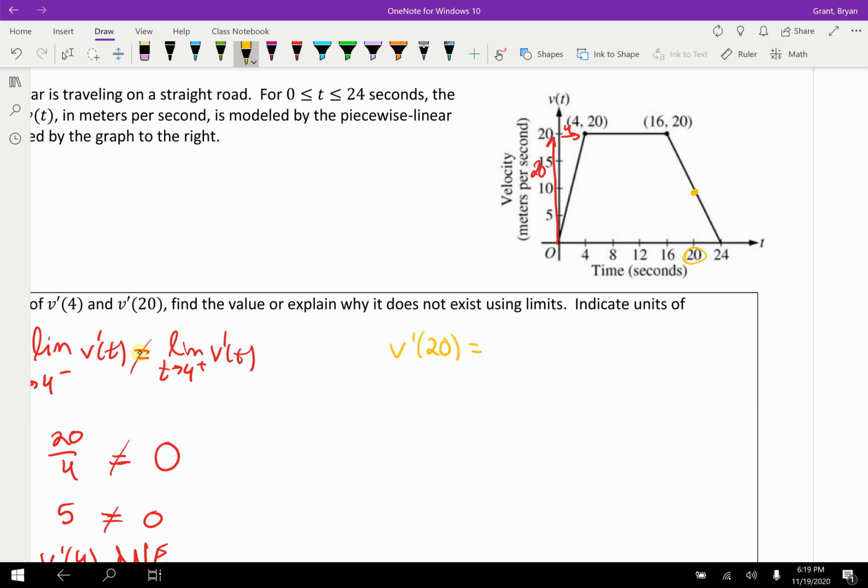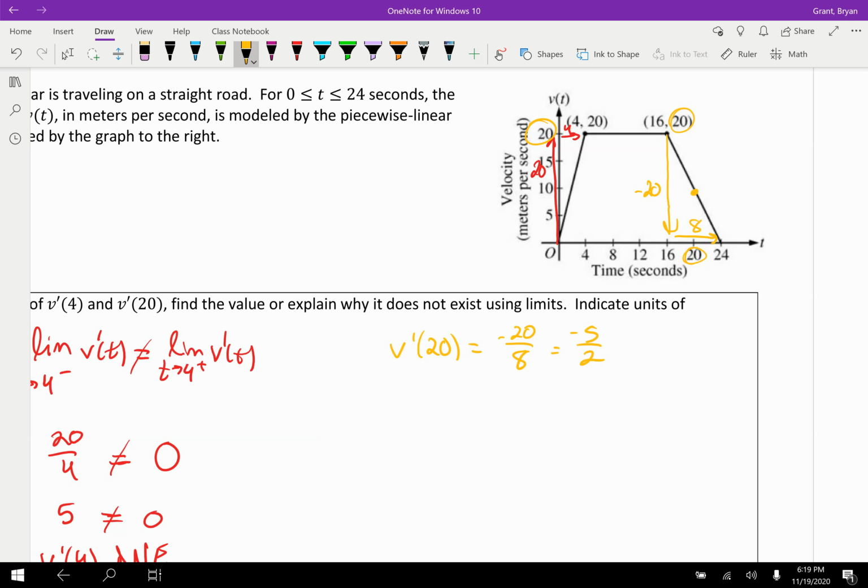So maybe the easiest way to do it is to realize that we are going to go down some amount. How far? Well, we started at 20, so we're going down 20, and then to the right, well, 16 to 24, I think it's a space of 8. I think it's negative 20 over 8, or dividing by 4, negative 5 halves.